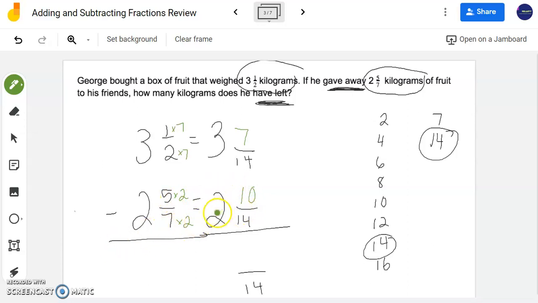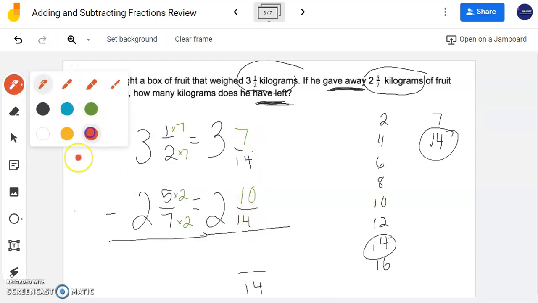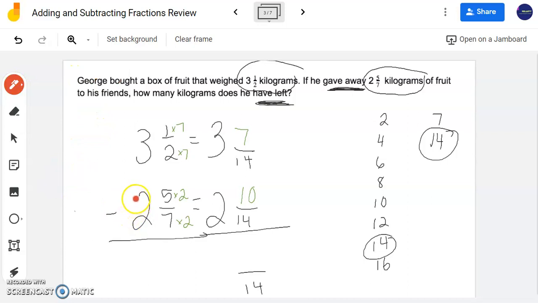Now I'm ready. I created my equivalent fractions. My denominators are the same, and I am able to subtract. But now I'm looking to subtract, and I see 7 minus 10. Uh-oh, I can't do that. So in red, I'm going to show you what we need to do. We do, in fact, need to borrow.